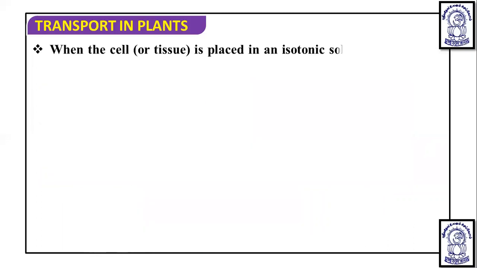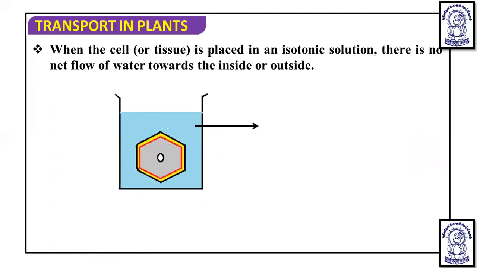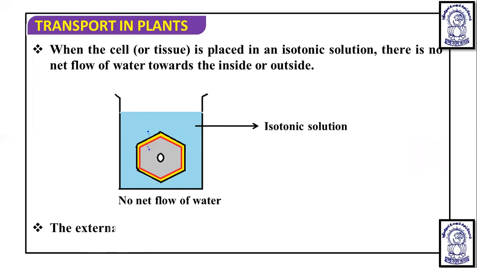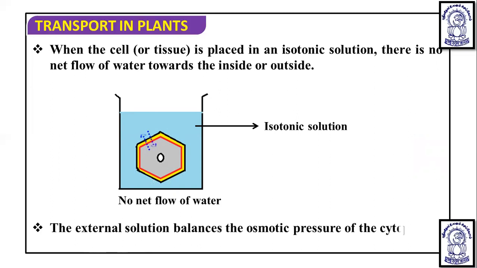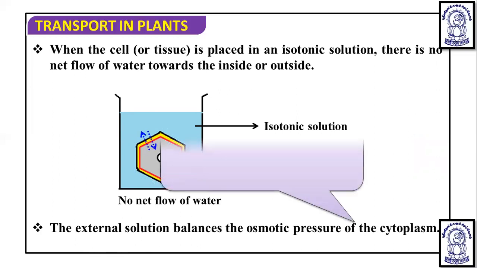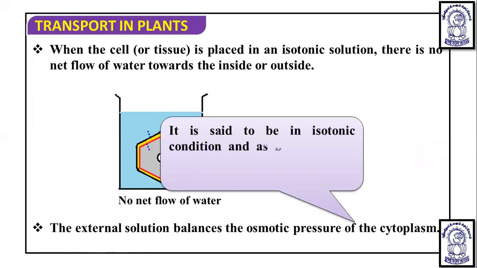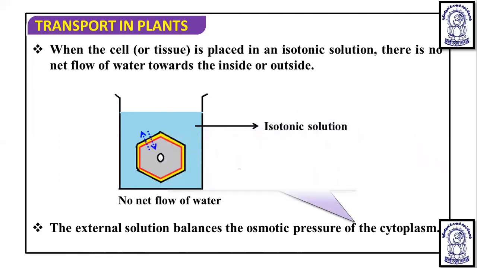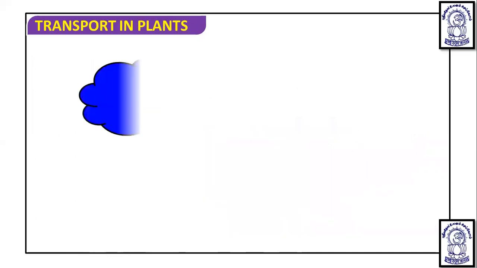So when the cell or tissue is placed in isotonic solution, there is no net movement of flow inside or outside, but flow can occur inward and outward, while the net movement is zero. So the external solution balances the osmotic pressure of the cytoplasm. So it is said to be an isotonic condition, and both are in a state of equilibrium. The net movement is zero.